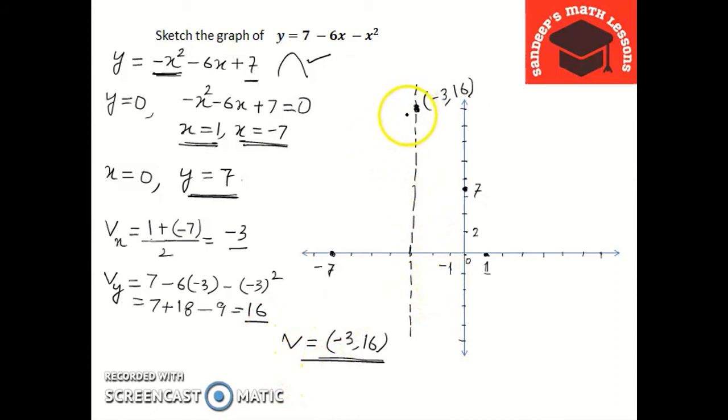Now I have all the points. Let us try to join the dots. I hope it comes out well, because I don't have a pencil, so I won't be able to erase it. Something like this. You can draw a better sketch. I hope you have understood. Now this is the axis of symmetry, and the equation of the axis of symmetry is x equals -3. I hope you have understood this part.